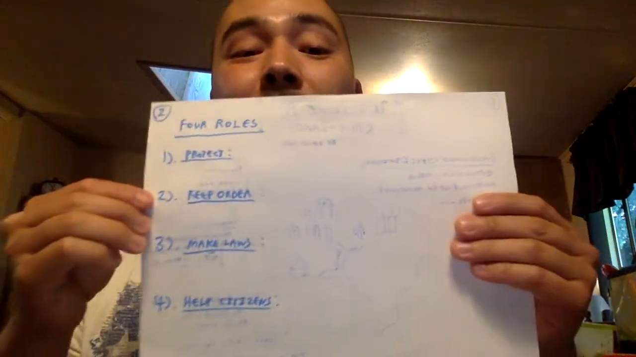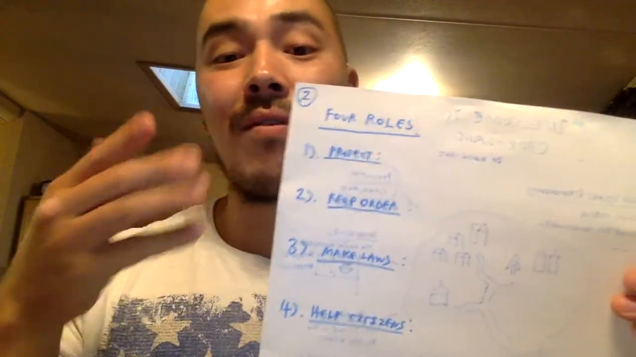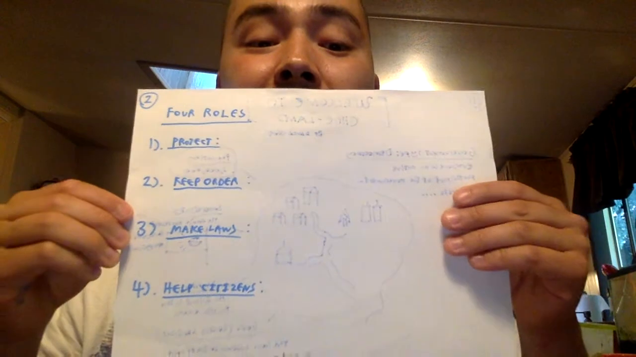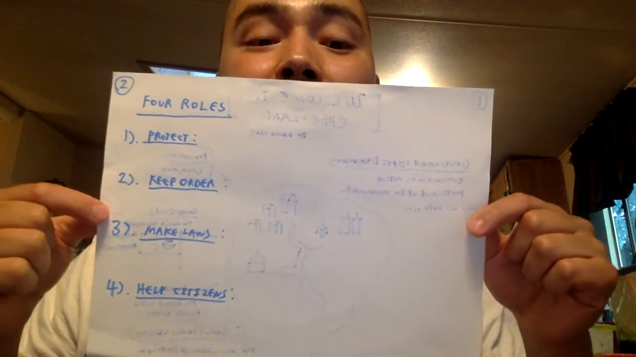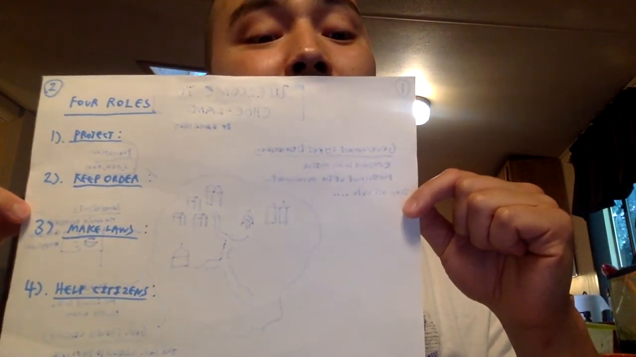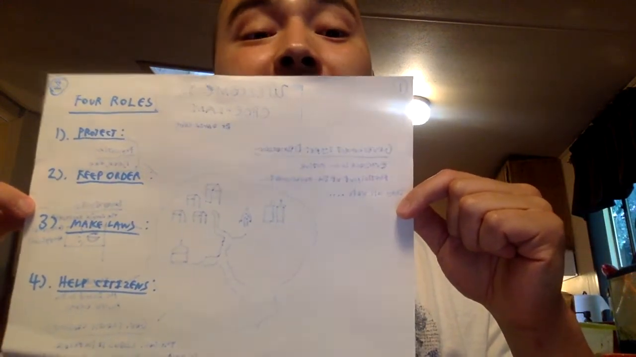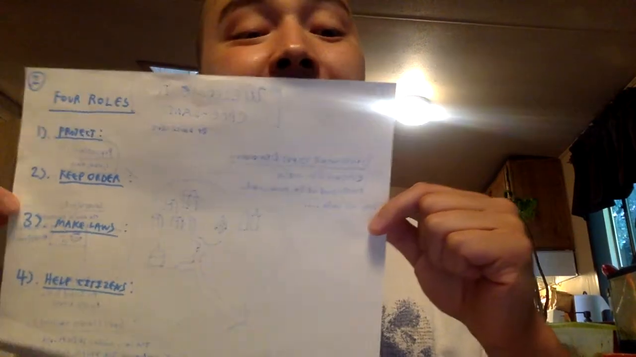And then on the back, remember one of the last parts of the project also was to demonstrate the four roles. How does your government, how does your country operate? How does the government offer its services? So how does your government protect, keep order, make laws, and help citizens? Because remember, those are the four roles of government. So how does your government do those four?